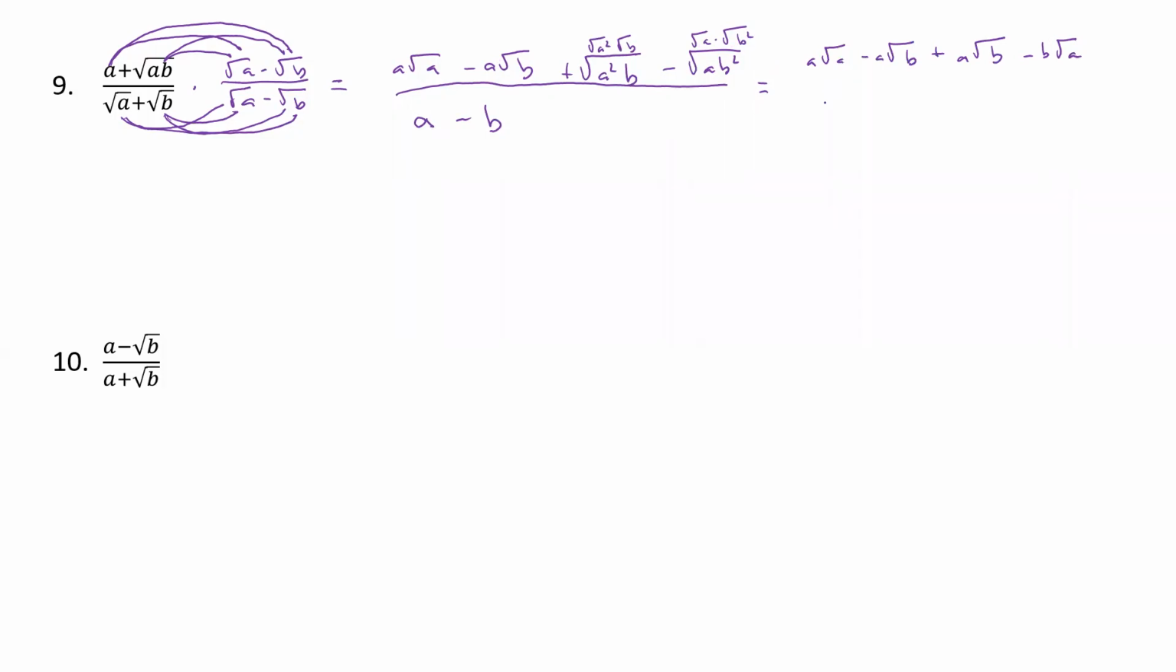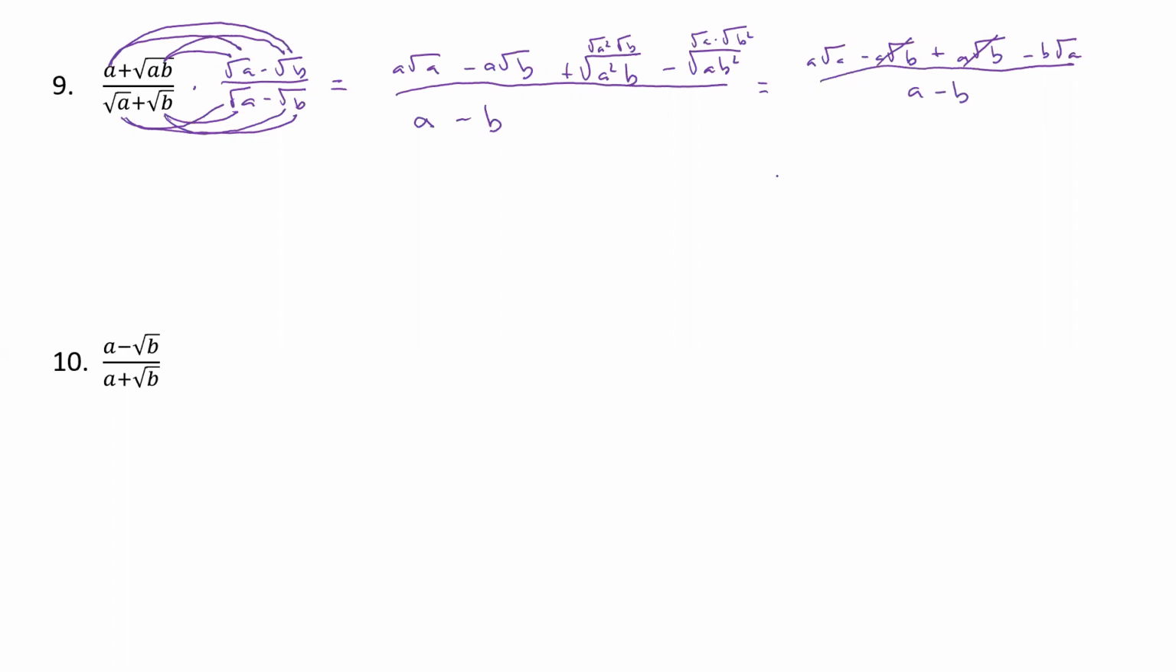And so what does that do? That gives me some things that cancel. Well, a square root of b and minus a square root of b cancel. And so that helps. And now I have all over a minus b.